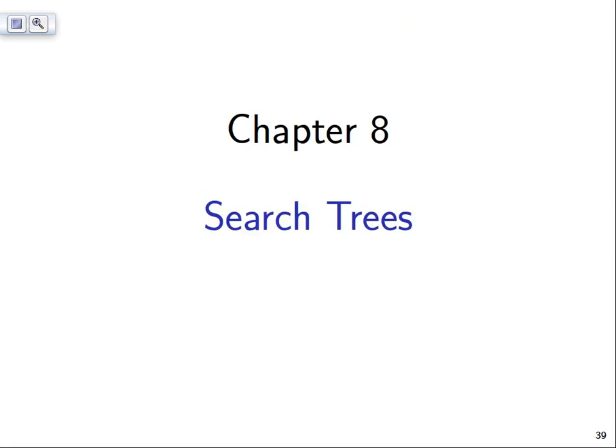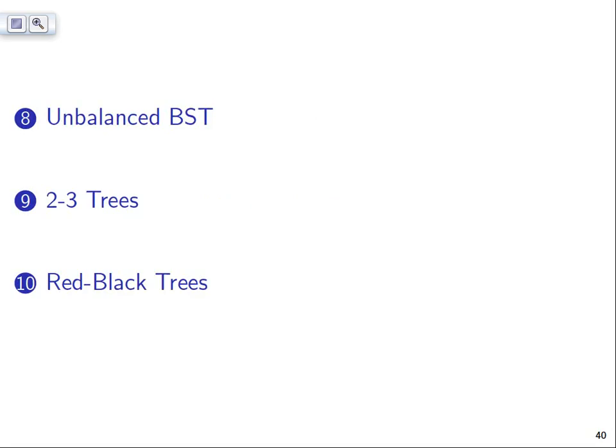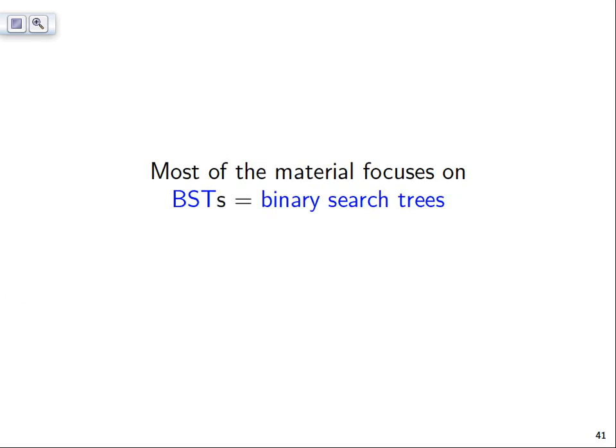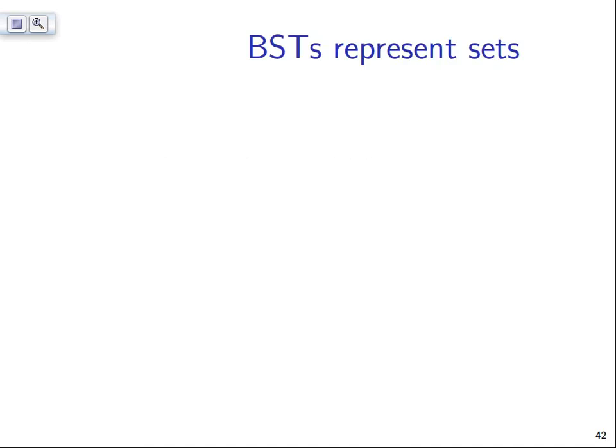Now that was all I wanted to say about these general combinatorial properties of trees, and now we move on to search trees. I will just start today, and the more interesting bits come next time. We will start today with unbalanced binary search trees. We focus on BSTs, binary search trees, but next time we will also have 2-3 trees, which aren't really binary.